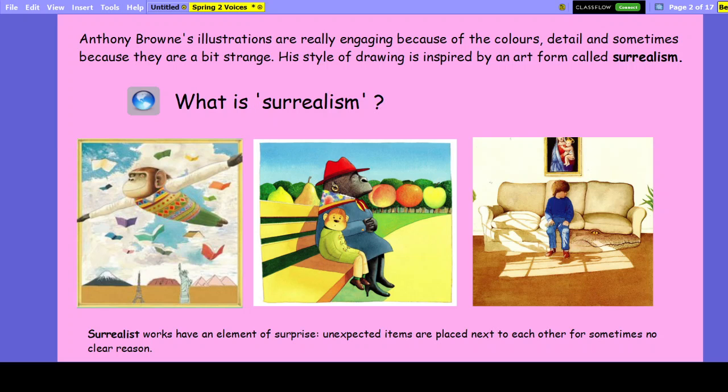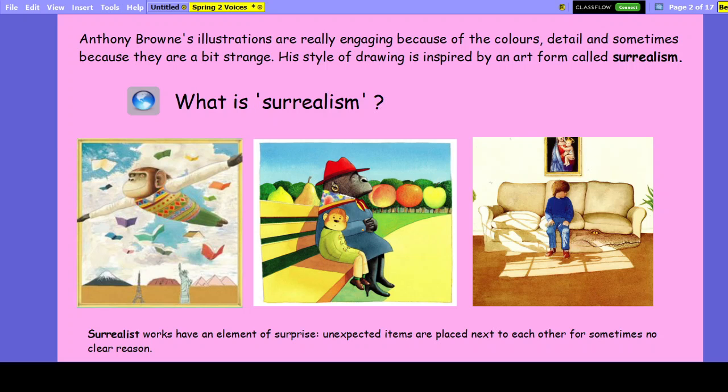So hopefully you've had a little look at that video explaining what surrealism is. In short, surrealism often has work with an element of surprise, meaning there are unexpected items placed within another picture for sometimes no clear reason. And just above here you can see examples of how Anthony Browne has used surrealism. For example, if I look at the one with Woody the chimp flying through the air, you can see there are books amongst the clouds. I think they're meant to be birds.